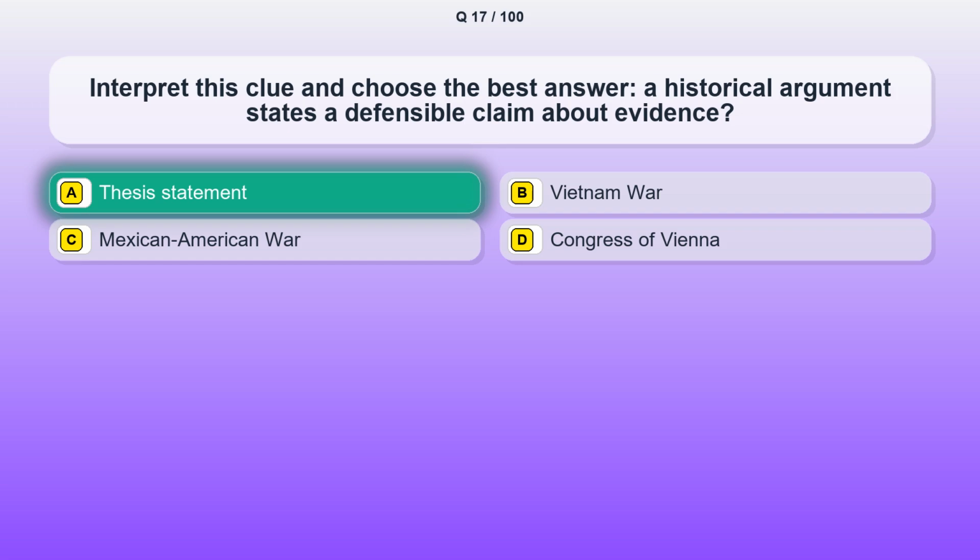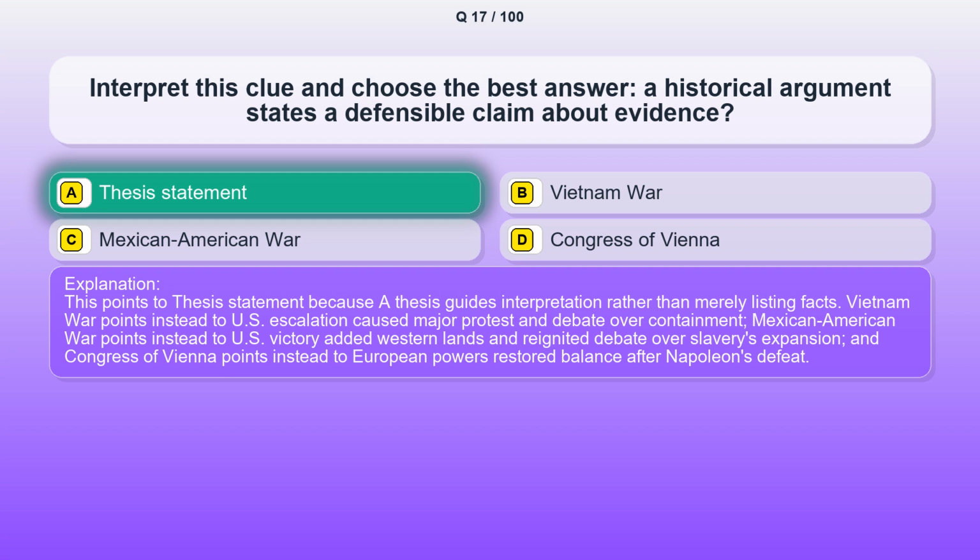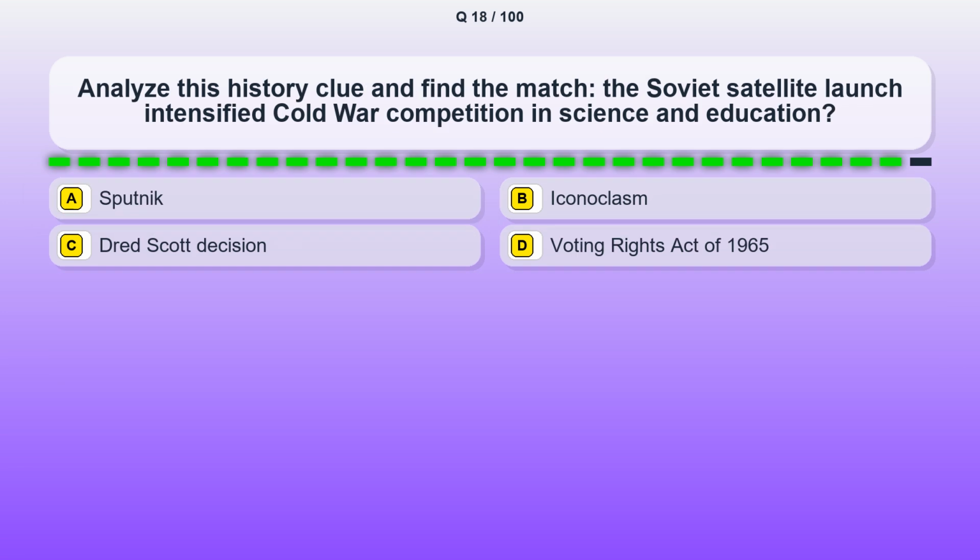The correct answer is option A, thesis statement. This points to thesis statement because a thesis guides interpretation rather than merely listing facts. Vietnam War points instead to U.S. escalation caused major protest and debate over containment. Mexican-American War points instead to U.S. victory added Western lands and reignited debate over slavery's expansion, and Congress of Vienna points instead to European powers restored balance after Napoleon's defeat.